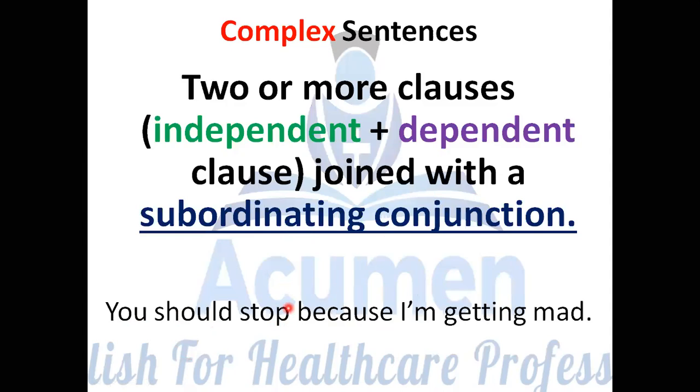But if you try to simplify it, understand it this way: if you have two independent sentences, it is a compound. If you have just one independent sentence and multiple dependent sentences, it is complex because it has more than two phrases.